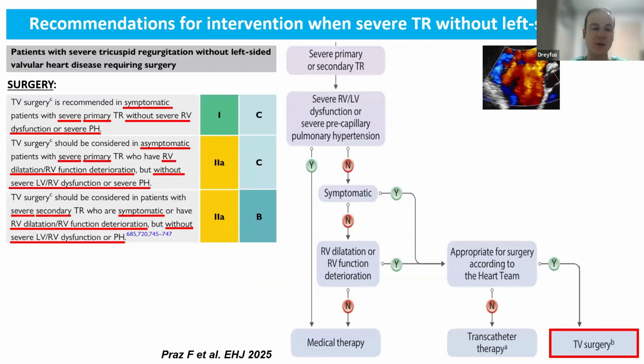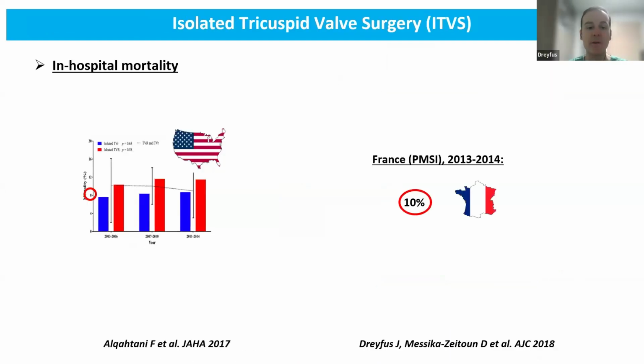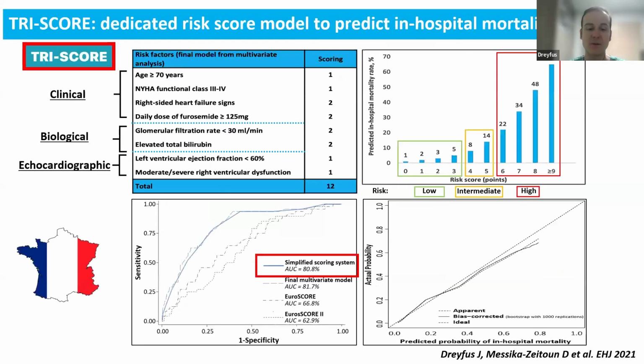If we start with surgery, surgery is currently recommended in patients with severe TR who are symptomatic if there is no significant RV or LV dysfunction and no severe pulmonary hypertension. So we have really clear guidelines. However, unfortunately, only few patients are referred to surgery, and the main reason is the surgical risk, because if we look at published papers, we often see around 8 to 10% in-hospital mortality rate, which is a very high rate, and that's why most patients are not referred to surgery.